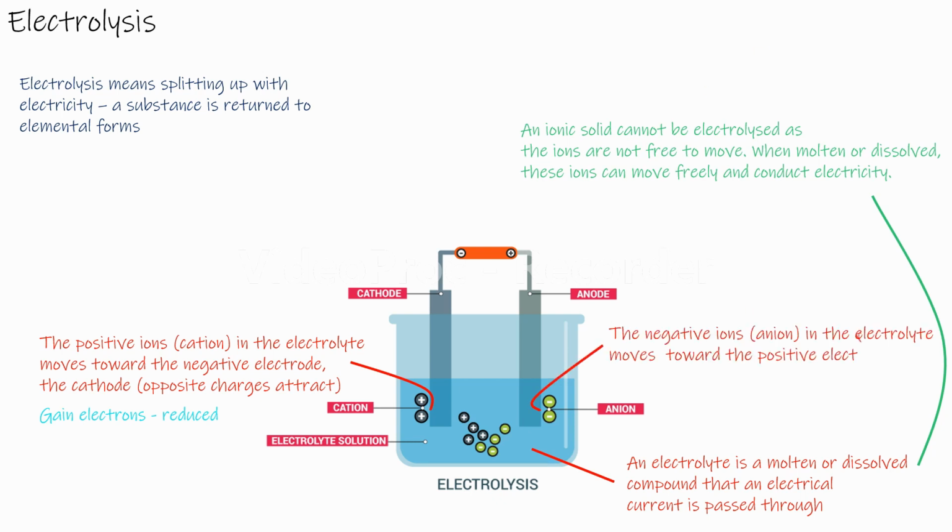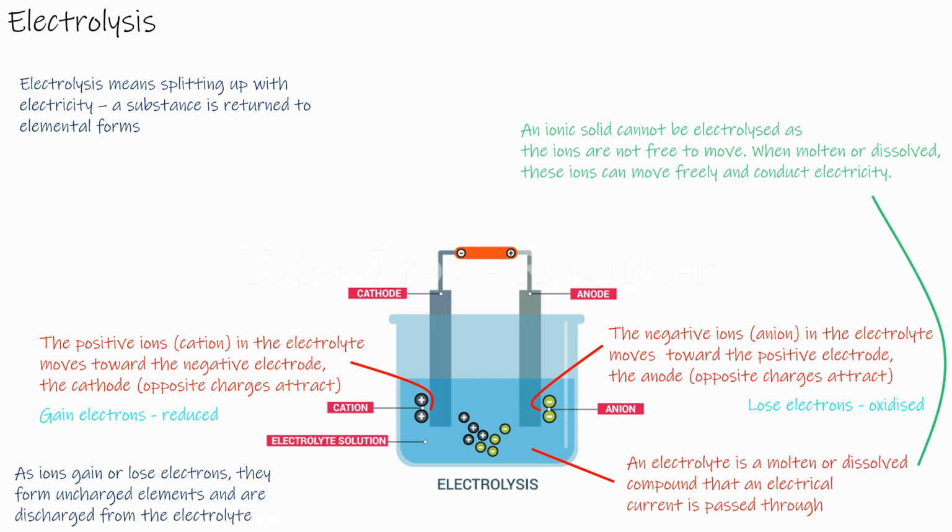On our other side, we have the negative ions, known as the anions, in the electrolyte, moving towards the positive electrode, the anode. Again, opposite charges attract, but this time they are going to lose electrons, meaning they become oxidized. Now, as ions gain or lose electrons, they are going to form uncharged elements and are then discharged from the electrolyte. It should be noted that the electrodes should be inert so that they don't react with the electrolyte.